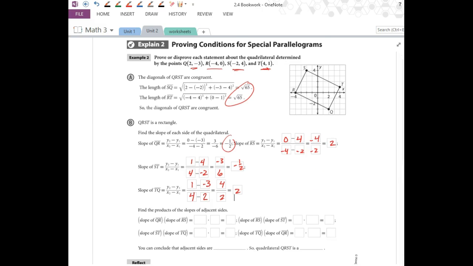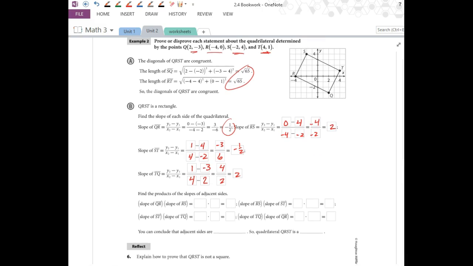Okay, so why would they do this? Why would we find slopes? What's the whole point of this? Okay, so number 1, we can say we definitely have a parallelogram, right? At this point, we can look at the slopes and say I have 2 sets of slopes that are the same, so we have at least a parallelogram. And now we can multiply adjacent sides and see if they equal -1 to see if they're perpendicular.